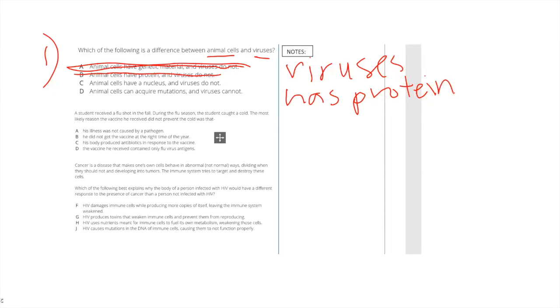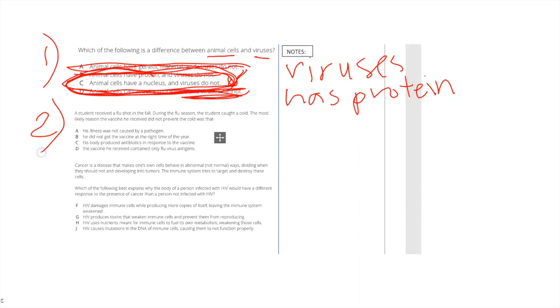Animal cells have a nucleus, viruses do not. True, viruses do not have a nucleus. Animal cells can acquire mutations and viruses cannot. Also false, viruses can acquire mutations, which is exactly why the flu vaccine this year did not work very well, because there were too many mutations. So our answer is C.